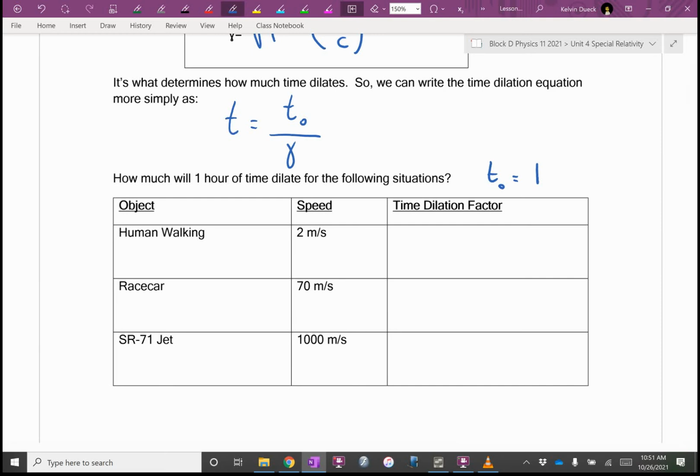Let's calculate it. What's the speed, Brea, that they gave me for the human walking? So t equals t0, which is 1, all over the square root of 1 minus 2 over, unfortunately, I have to type in the 3 times 10 to the 8th, squared. And I'd like you all to follow me step by step on your calculator. Don't go ahead, but get your calculator out.